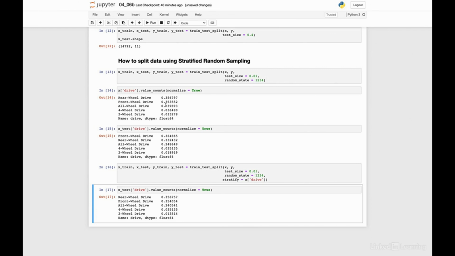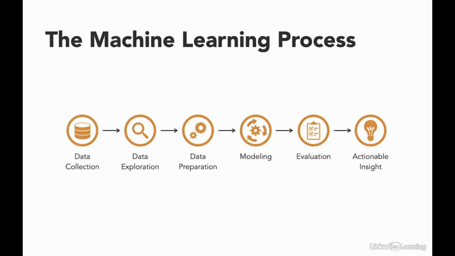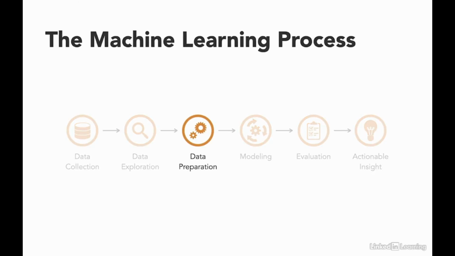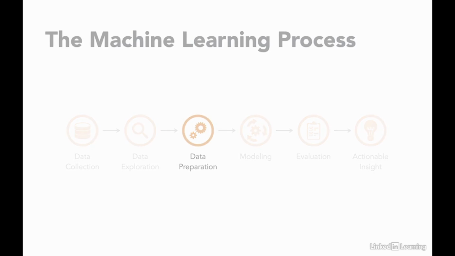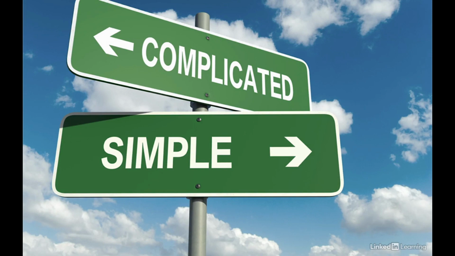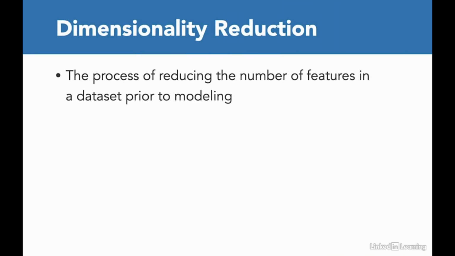As we prepare our data for machine learning, we sometimes have to reduce the size or complexity of our data. There are several ways to do this. One approach is sampling, which helps us reduce the number of rows in our data. Another approach is dimensionality reduction. As the name suggests, dimensionality reduction is simply the reduction in the number of features or dimensions in a dataset.